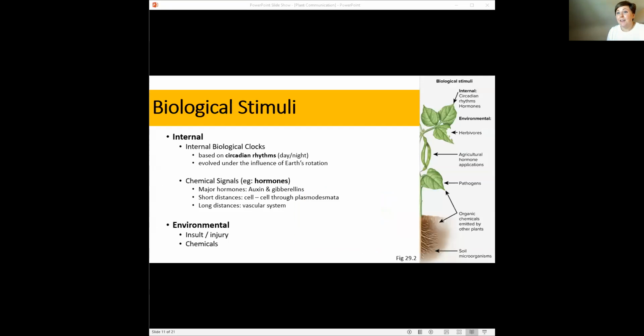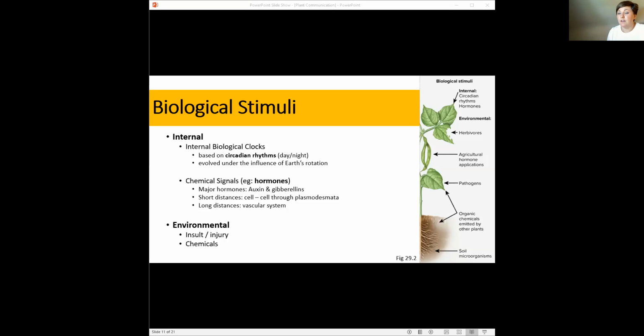Okay, now that we have discussed some physical stimuli that plants respond to, let's switch gears to some biological stimuli that plants must respond to. Plants do need to respond to internal signals, much like our bodies are regulated by internal signals such as hormones and biological clocks, like the day and night cycle of the circadian rhythm. Plants have similar signals they sense and respond to.